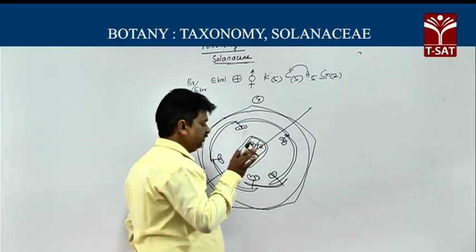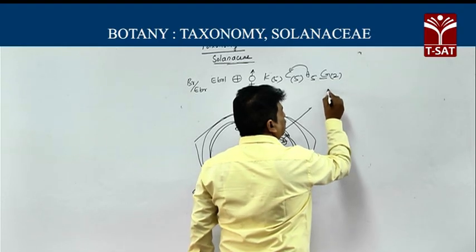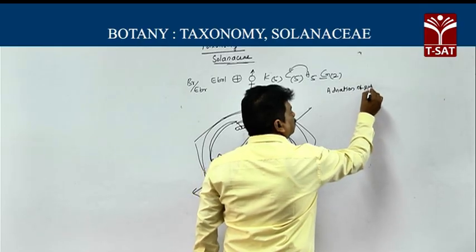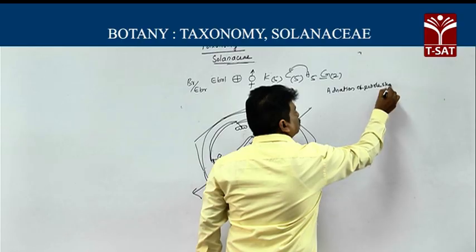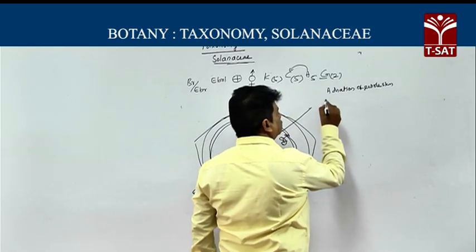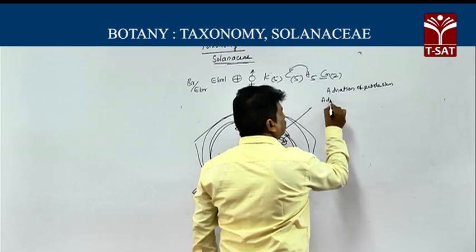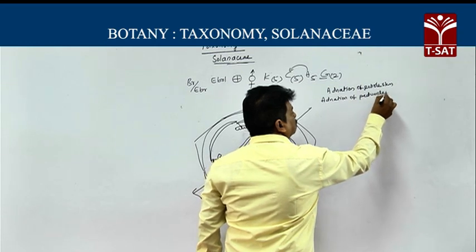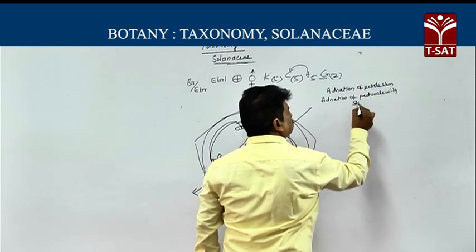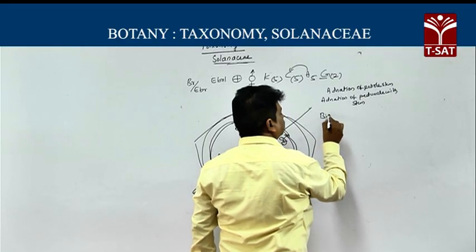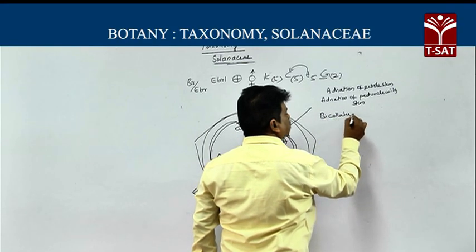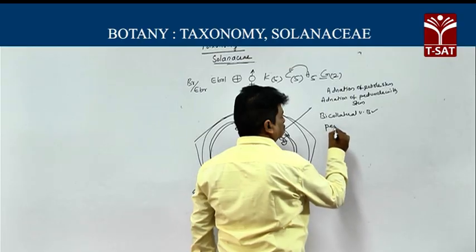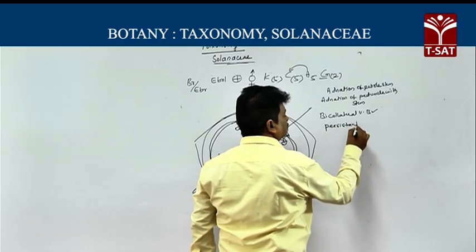Solanaceae characters, important. First one, adnation of petiole with a stem. Then second one, adnation of peduncle with a stem. The next one, bicollateral vascular bundles in stem. Next, persistent sepals.